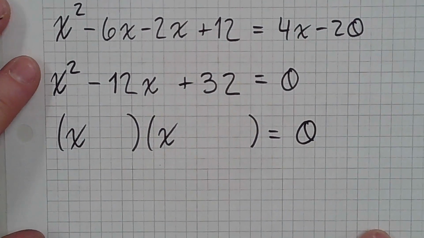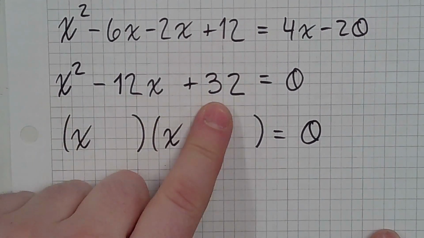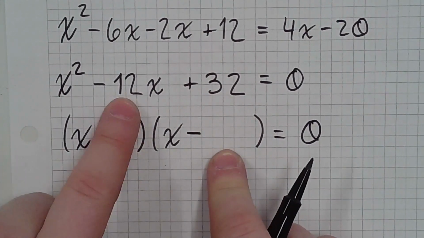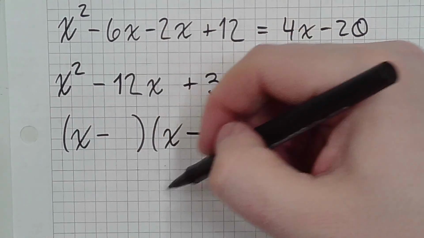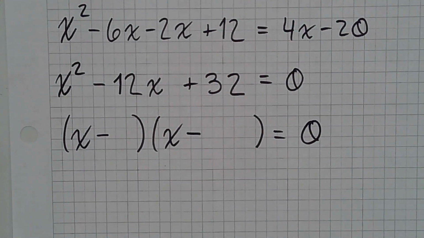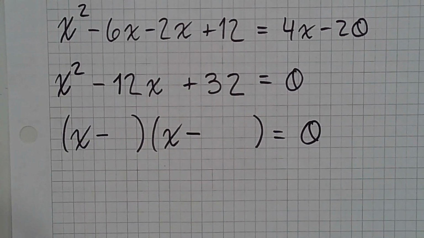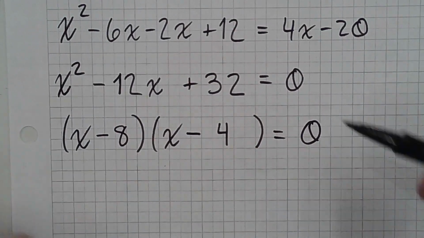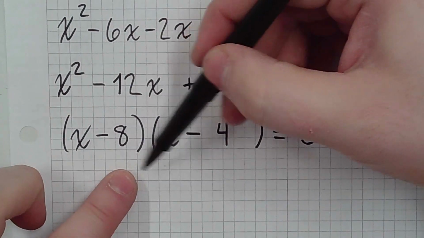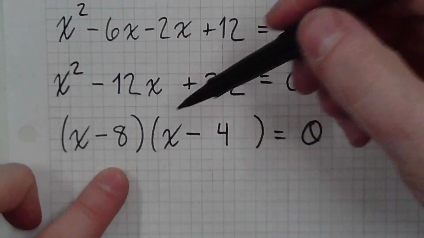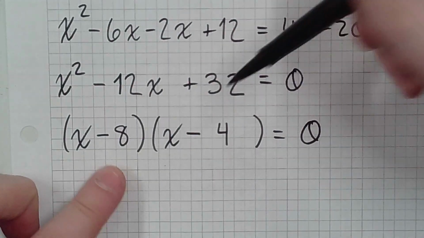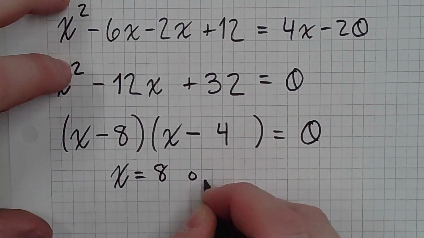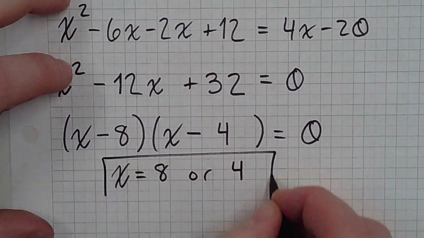Well, in order for this to multiply to a positive, I need the same sign for both, right? So I think I'll need double negative. That way it adds to a negative 12 for my total number of x's. Well, 32 has a couple options, right? 32 and 1, 2 and 16, but I think 8 and 4 are what I'm going to need. Because notice I'll get negative 4x's and negative 8x's for a total of negative 12. And I'll also get positive 32 for my constant. So our two answers are 8 or 4.